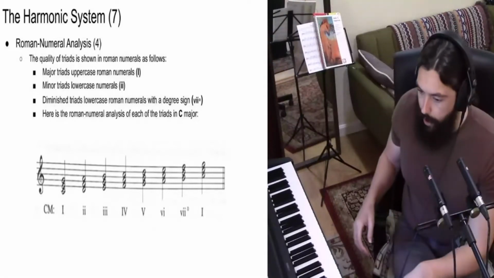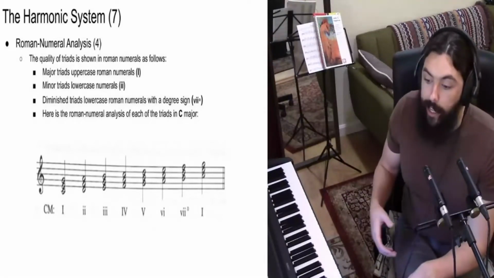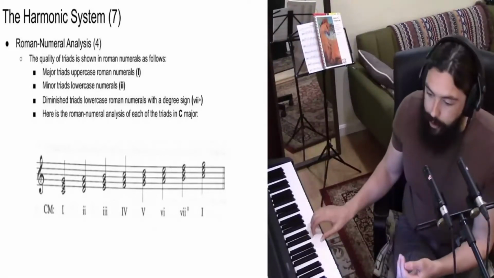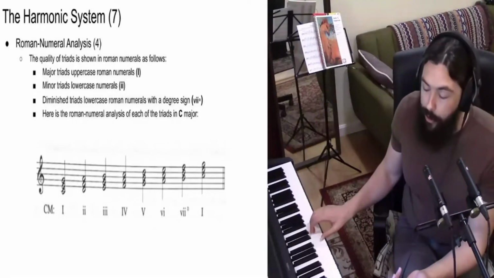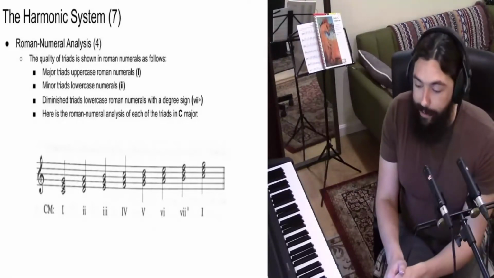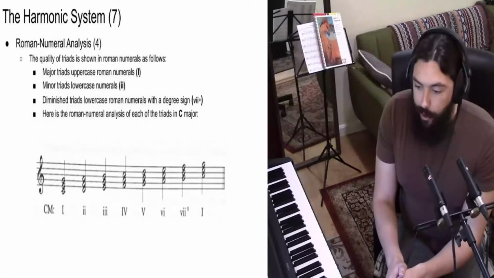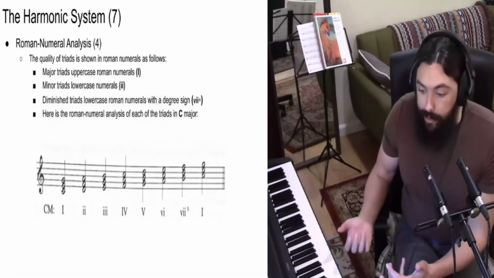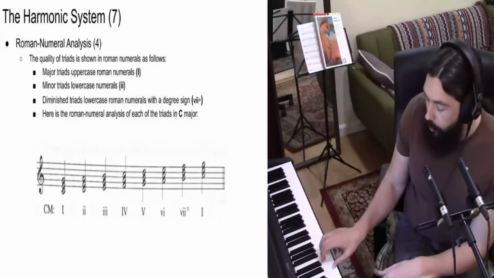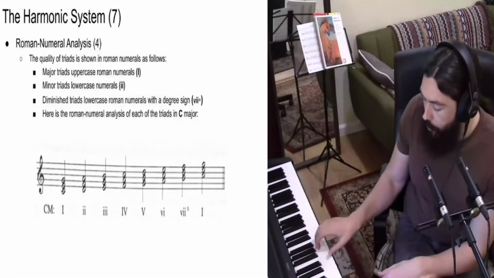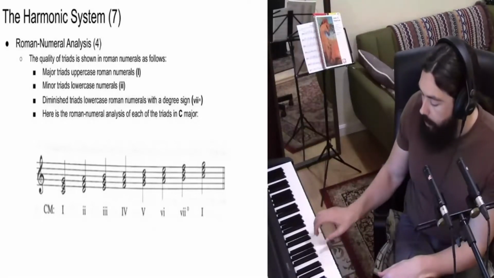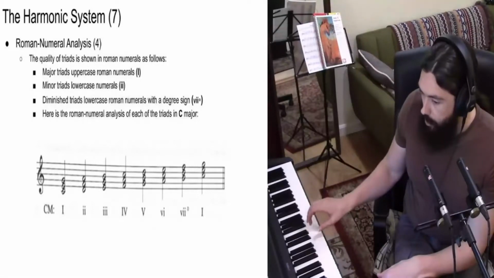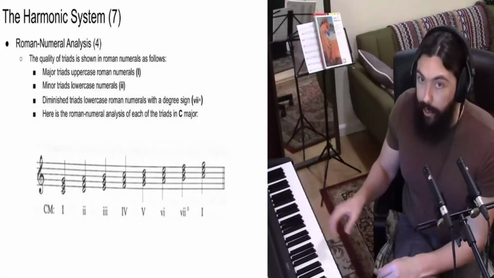Diminished triads will have a little degree sign. It'll be a lowercase Roman numeral, but with a degree sign, and we're going to have that one on the 7th scale degree. So again, here's a Roman numeral analysis for each of the triads in C major. You have our 1 chord, major, 2 minor, 3 minor, 4 major, 5 major, 6 minor, 7 diminished, and 1 again, major.